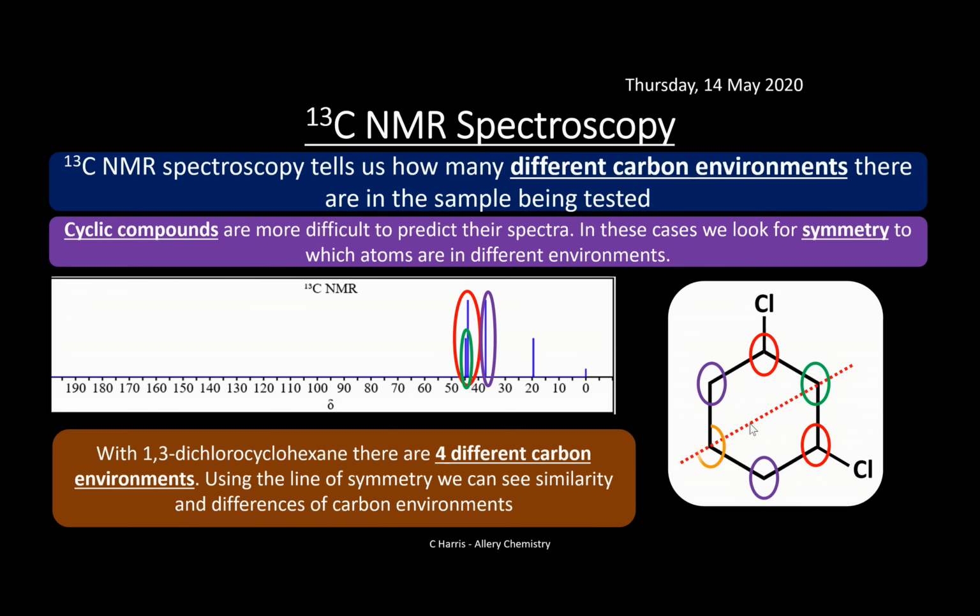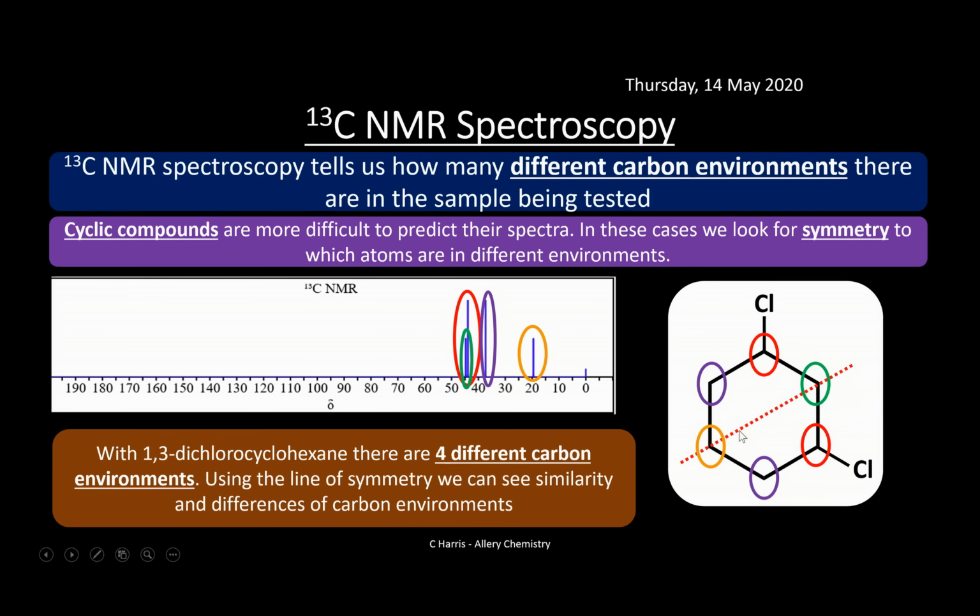And finally, the last one, the orange one here, is that peak there. Obviously, that's on its own. This one at the end here is different to that one because this one is not bonded to a CCl. Okay, this one is bonded to a CCH and a CCH and going round. Okay, so it's as simple as that, really.